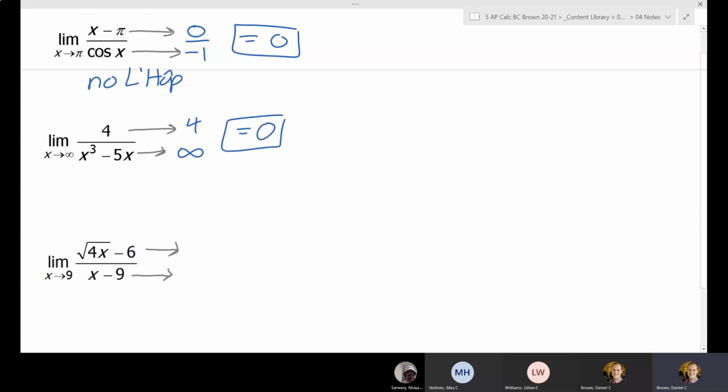This last one, so I have the square root of 4 times 9, square root of 36 is 6 minus 6, so I have 0. 9 minus 9 is 0. This one, we can do it using L'Hopital's rule. If I didn't want to do L'Hopital's rule, what would be the other method I could use to solve that one? I have a square root in there, so probably what? Rationalize, right? So we have 2 options for that one.